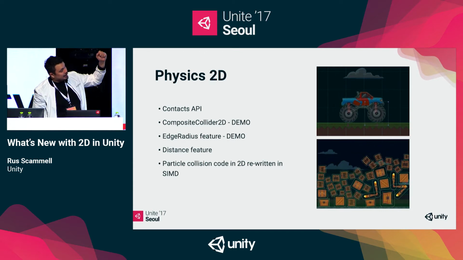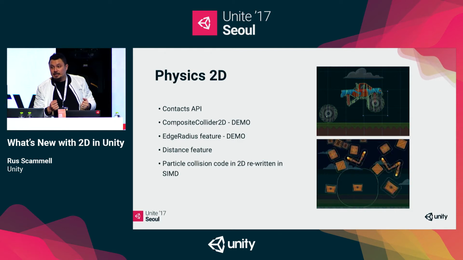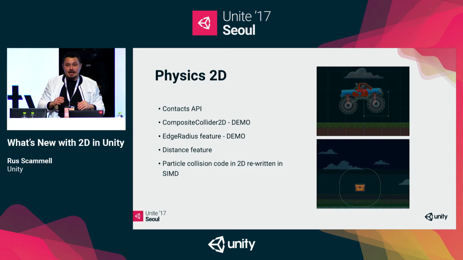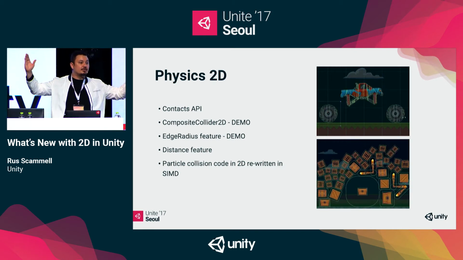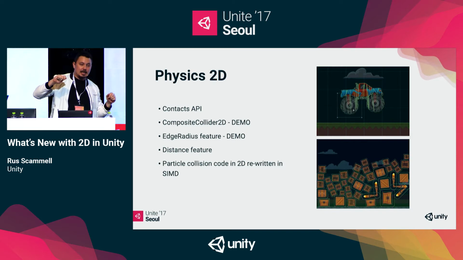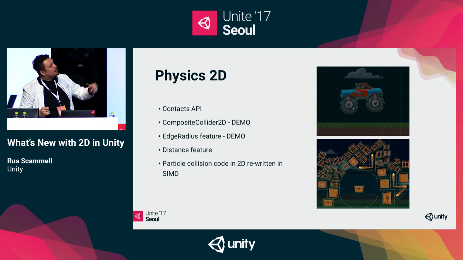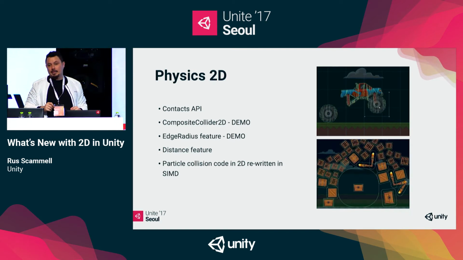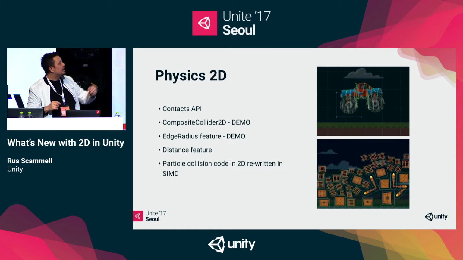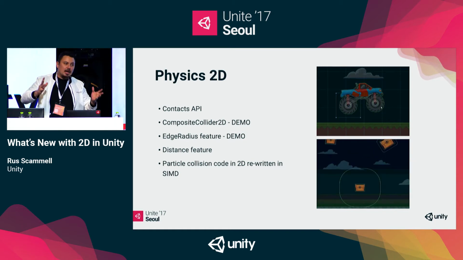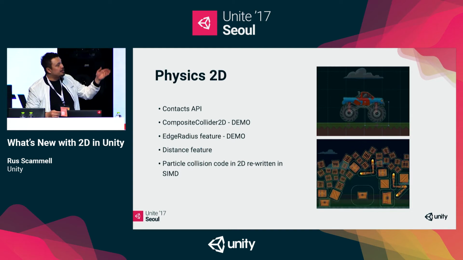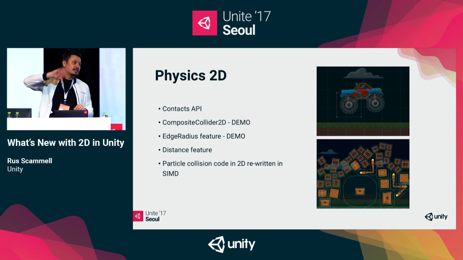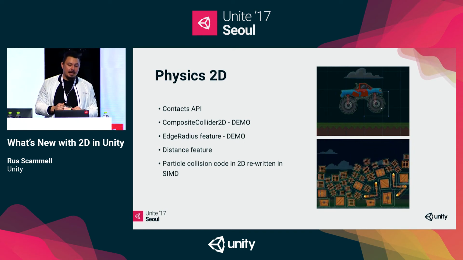We've added a composite collider 2D. This allows you to combine two colliders together. I'll show you a use case for that. We're also going to look at the edge radius feature, which allows you to increase the radius of collision for an object, as well as create rounded corners. You can also get the distance between two colliders. This is a very common thing that you want to do in games, so that is now a feature. And all of the particle collision code in 2D, so when you're colliding particles in 2D, has been rewritten in SIMD, so there's a very nice performance boost that you get on that.